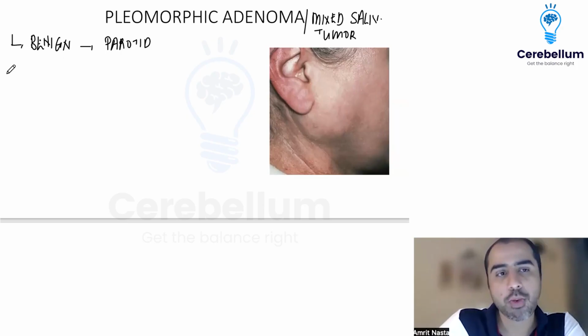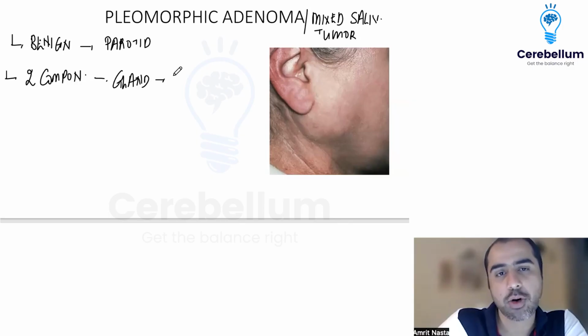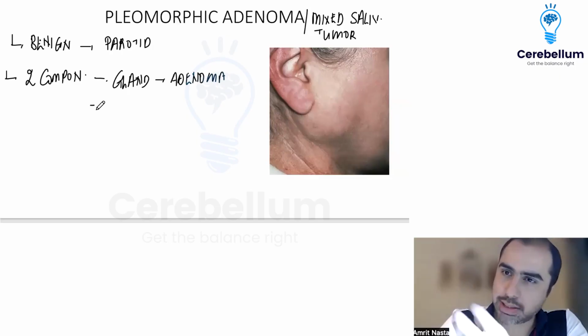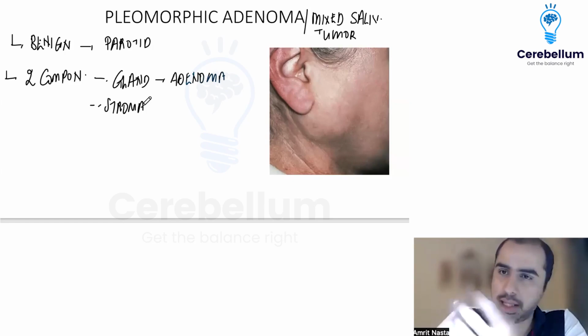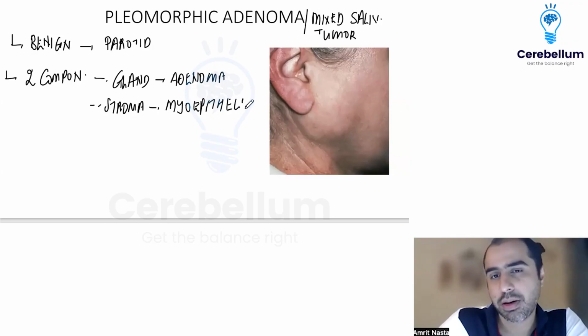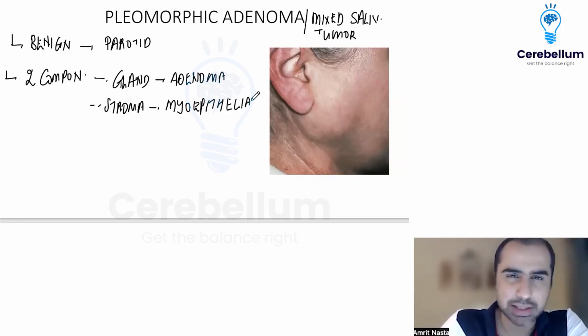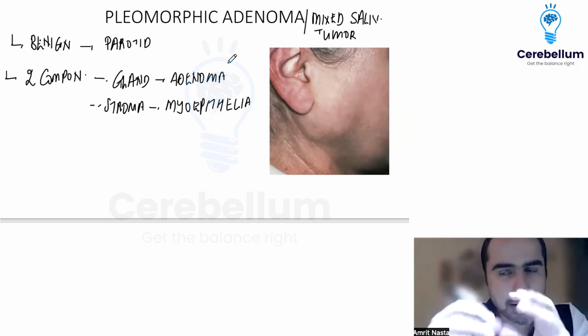Why is it called pleomorphic? Because it contains two components. It contains tumor of the gland. Tumor of the gland is called adenoma. And it also contains some tumor elements from the stroma. You know what is stroma, right? The part which is not producing anything, the supporting part. Like it has myoepithelial elements. All this is seen in the tumor. Myoepithelial elements, myxoid elements, ऐसे बहुत सारे elements होते हैं. So it's a tumor which has gland also and other parts also.